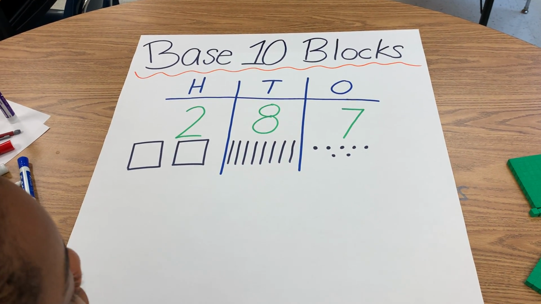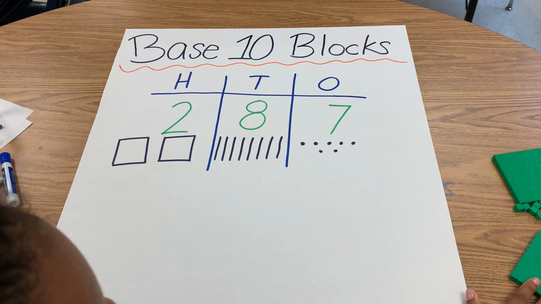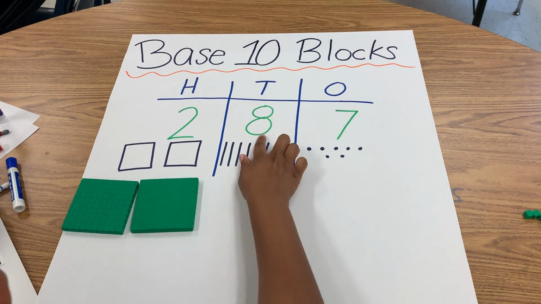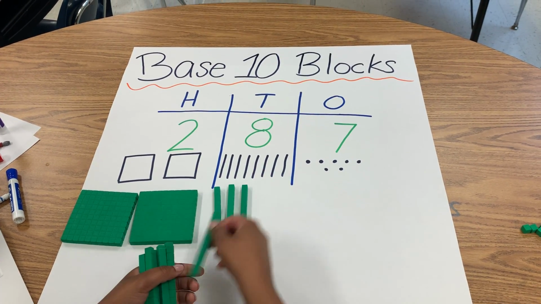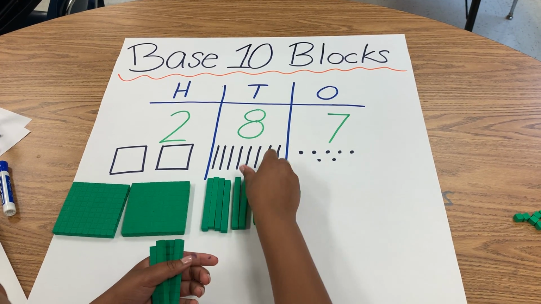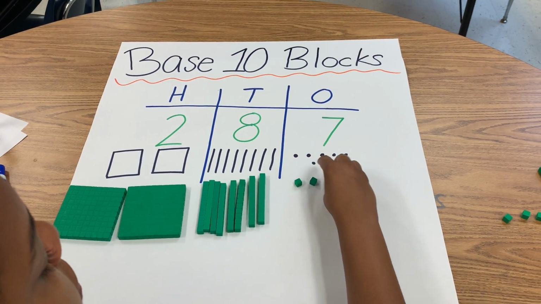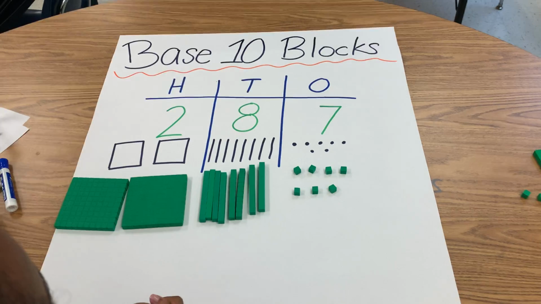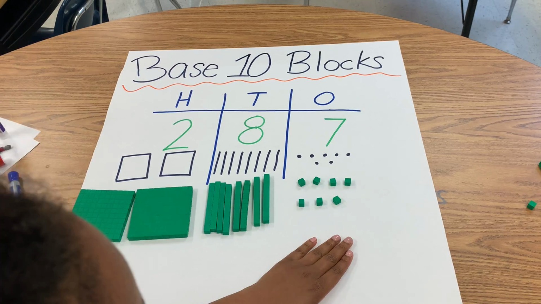This number is 287. If I wanted to build the number 287 with my base 10 blocks, I would need 2 flats, 8 tens, 1, 2, 3, 4, 5, 6, let's move them over, 7, 8, and 7 units. 1, 2, 3, 4, 5, 6, 7. I have now built the number 287. 2 hundreds, 8 tens, 7 ones.